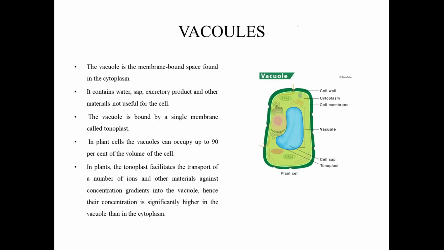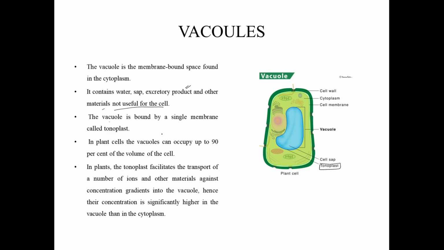Now, vacuole is a membrane bound space found in the cytoplasm. It contains water, sap, excretory products and other material which are not useful for the cell. Now vacuole is a single membrane bound structure, and this membrane is called tonoplast.